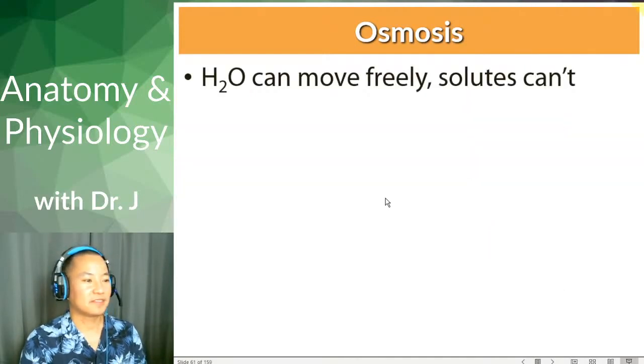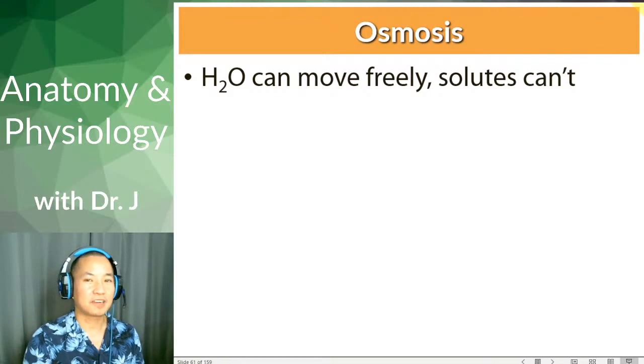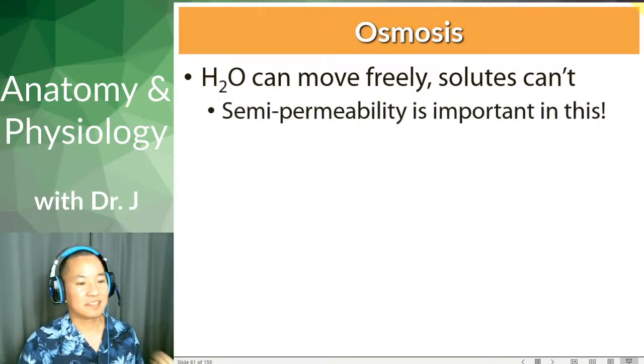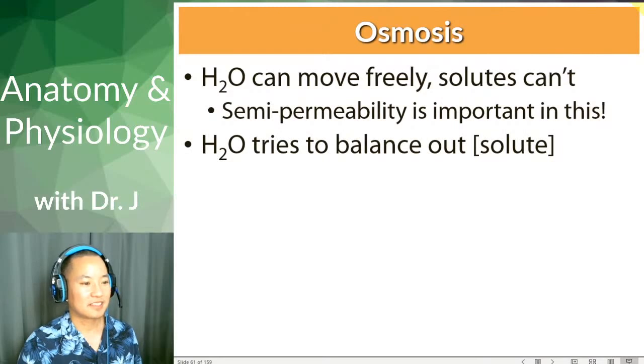In osmosis, this is one of the big tricks. For at least osmosis in the human body, water can move freely, but solutes can't. This is why you have to understand the difference between impermeable, freely permeable, and semi-permeable. The overall goal of osmosis is to balance out solute concentrations on both sides. As you saw in that previous party, now people had a kind of equal amount of munchies to people.